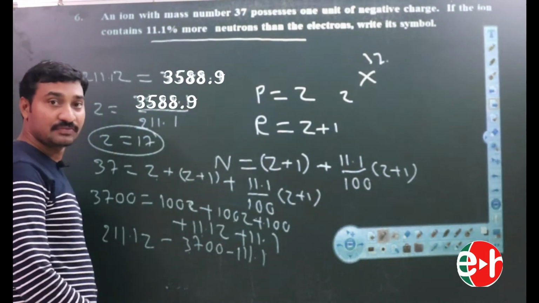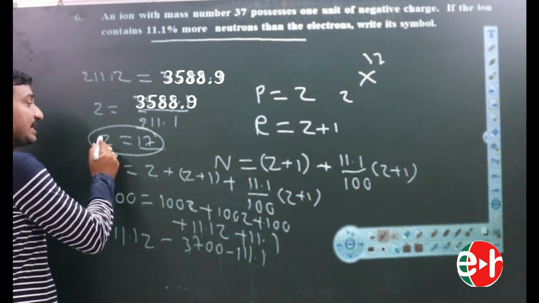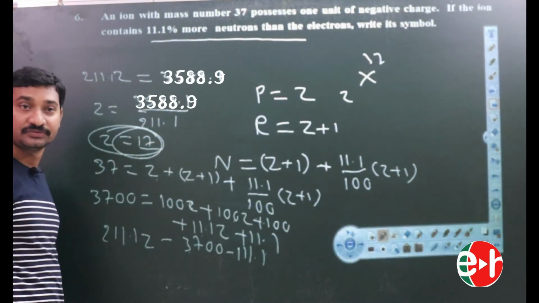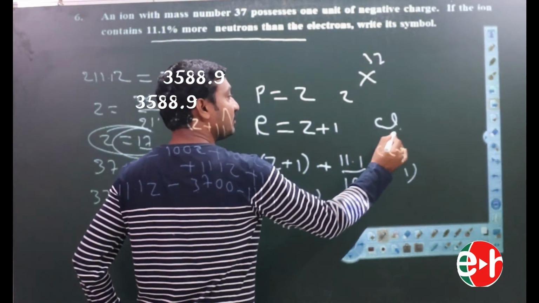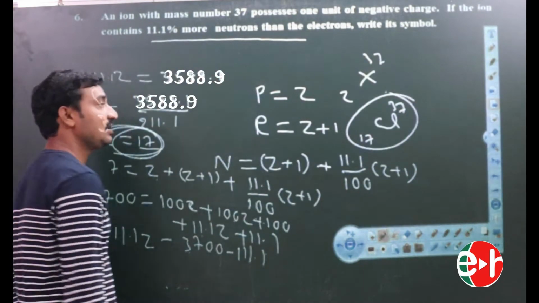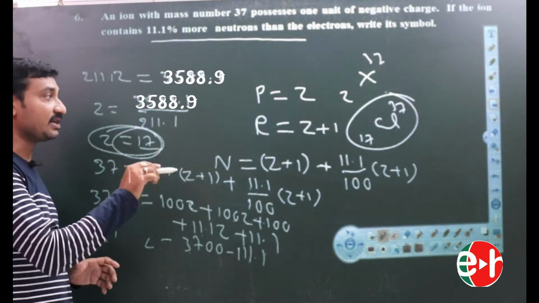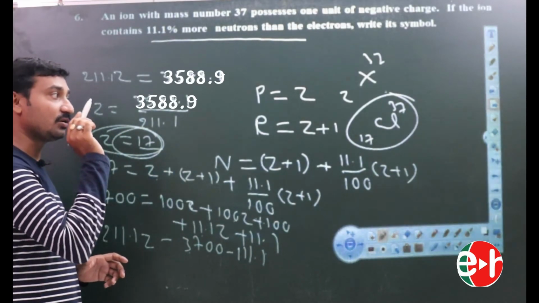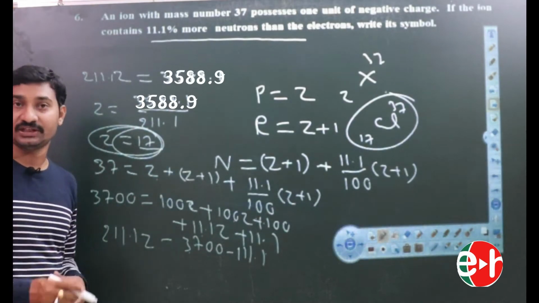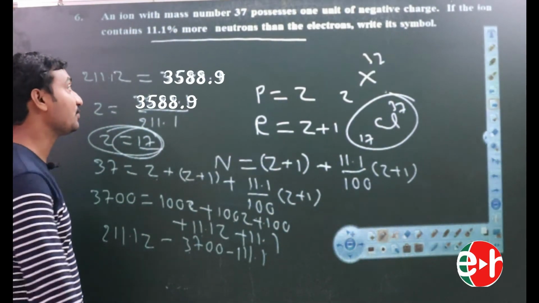So finally what is the symbol of the element? Z value 17 means atomic number 17. Atomic number 17 means that is a chlorine element. Hence chlorine 17, 37. This is the symbol of the element. Chlorine, atomic number 17, mass number 37. Okay now, this is a somewhat difficult question.